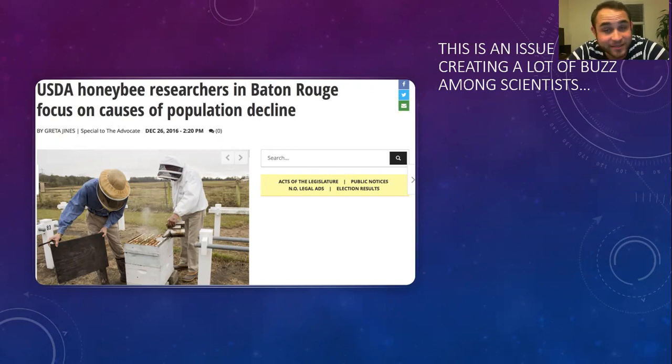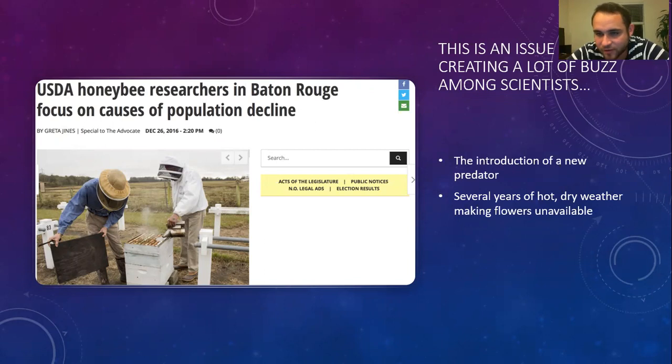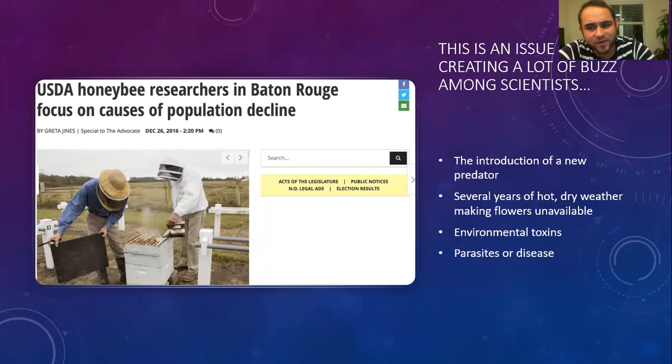Could actually be pesticides we're using. And all of these are possibilities: introduction of a new predator, several years of hot weather, environmental toxin, parasitic diseases. There are a lot of possibilities, but there's usually some right answers and some wrong answers. So we want to find out what the right answers are. In order to do this, we have to do an experiment.